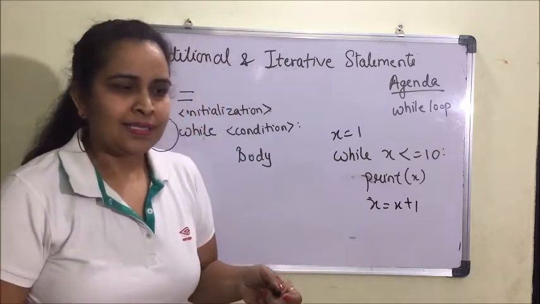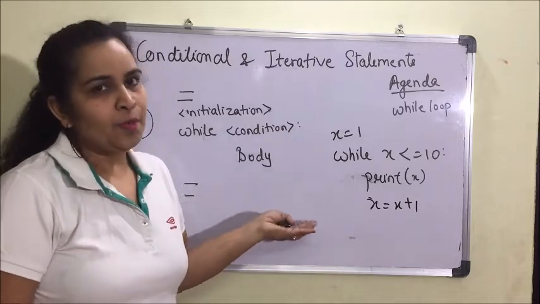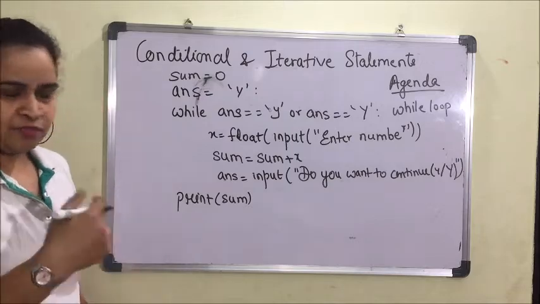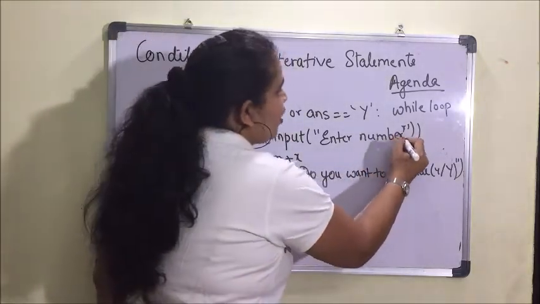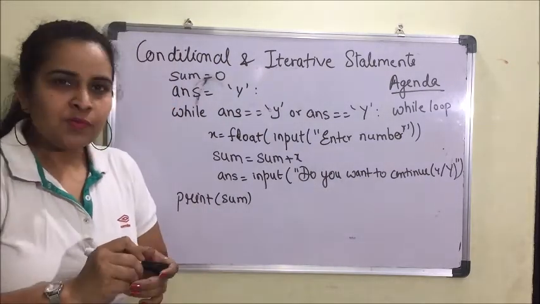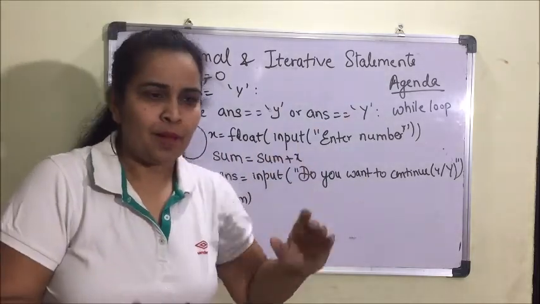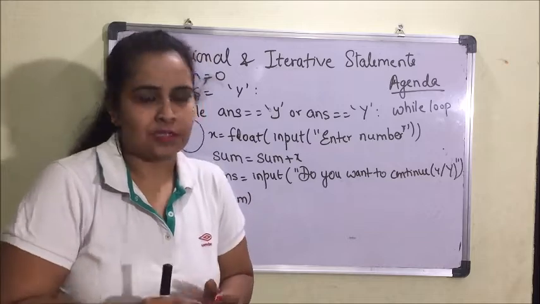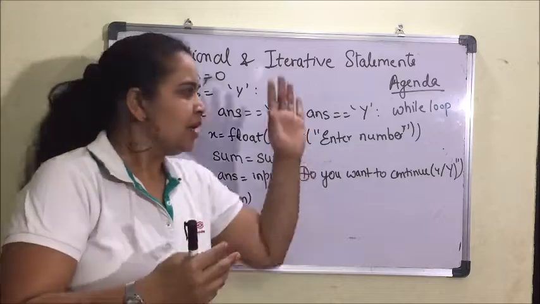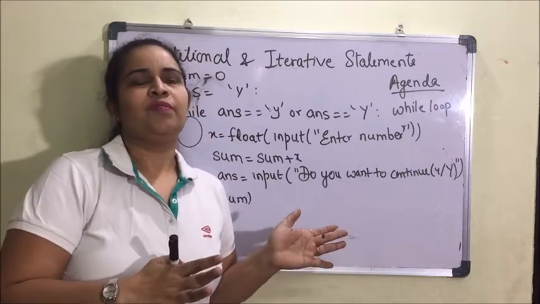I'll take one example so that you can clearly understand why we use the while loop and why we use the for loop. This is the program which will be used to find the sum of numbers entered by the user. We already used for loops for finding the sum and average. The difference is that in that previous example the number of numbers was fixed, meaning we were calculating the sum or average of 10 numbers. In this case we don't know how many times the user wants to enter a number. In that case we will use the while loop.